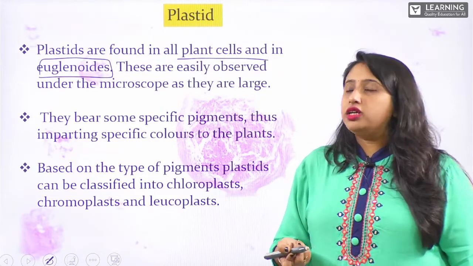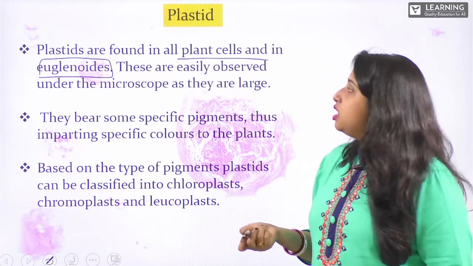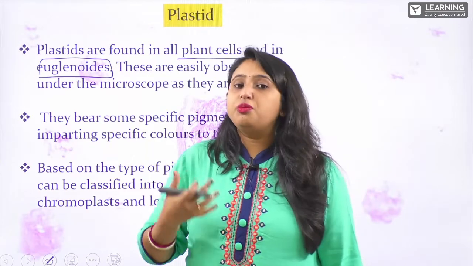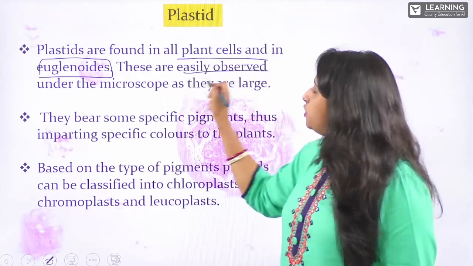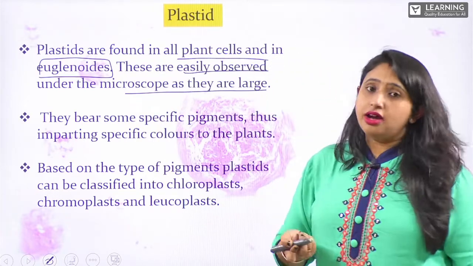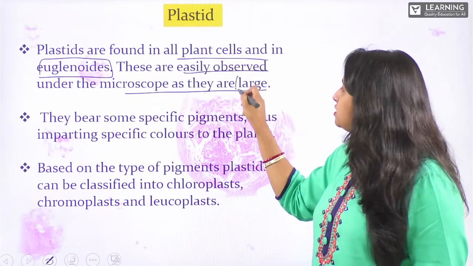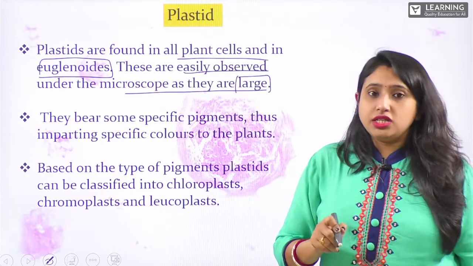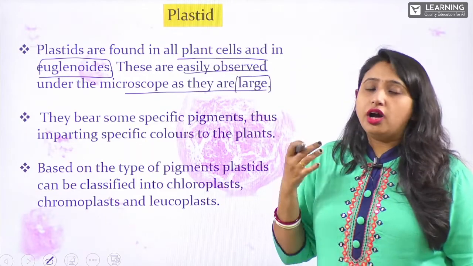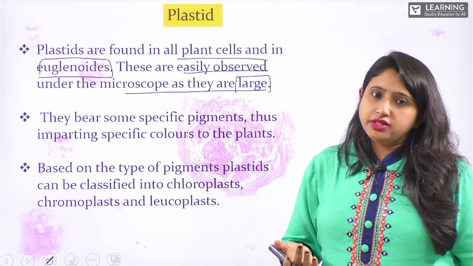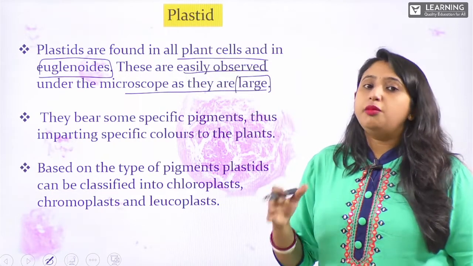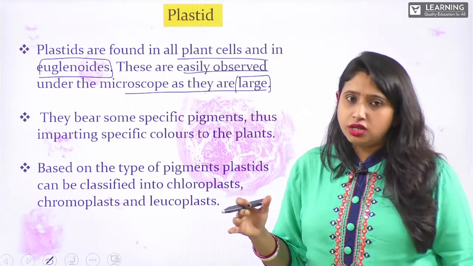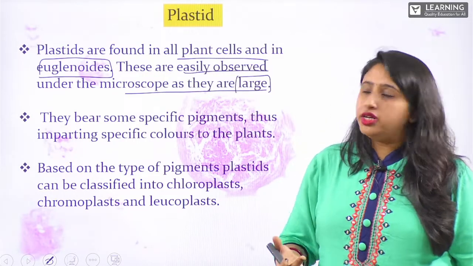So they also contain plastids. They are responsible for what? They can prepare their own food, right? They are easily observed under the microscope as they are large. So we can see the plastid, the chloroplast, under the microscope because they are larger in size. And the inner membrane of the chloroplast is smooth, isn't it? They don't have any folded structures.